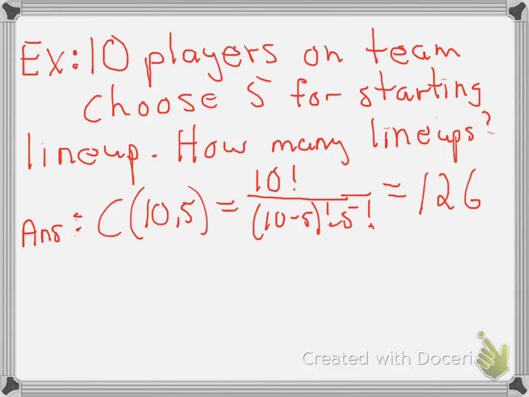Okay, so here's an example. Suppose we've got 10 players on a team. We're going to choose 5 for the starting lineup. We're going to assume it doesn't matter, that all of our players can play any position, so it doesn't matter from that standpoint. How many starting lineups can we choose? Well, the answer is the number of combinations of 5 taken from a group of 10. By our formula, that's 10 factorial over (10 minus 5) factorial times 5 factorial, which works out to be 126. So there's 126 starting lineups of 5 players taken from a group of 10.